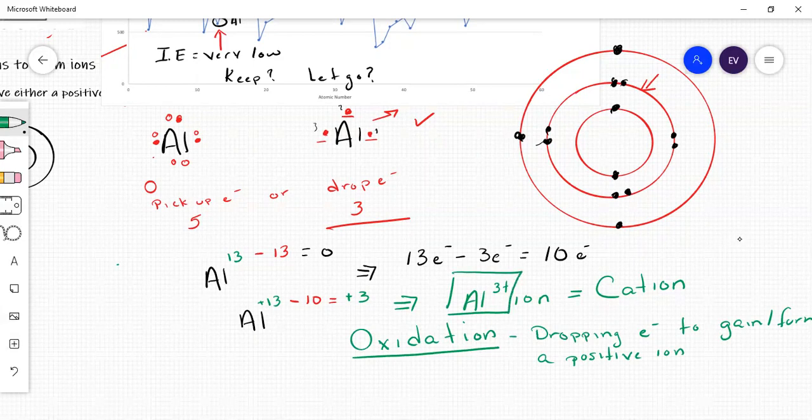We just learned about why something would either oxidize or reduce in the last video. In this case, depending on the number of electrons and the configuration and the ionization energy, we determined that it would be more energetically stable for aluminum to oxidize 3 electrons and form a positive 3 cation. Okay? All right, guys.